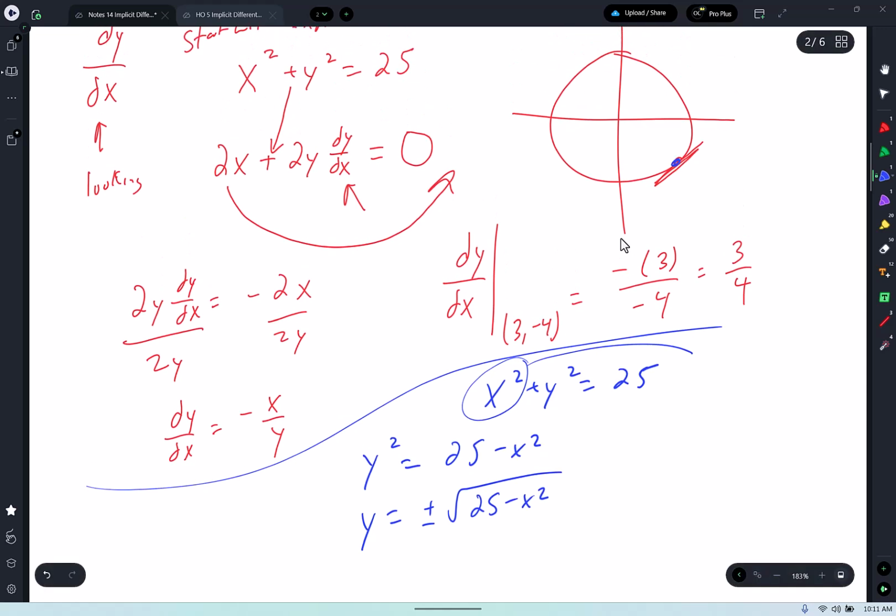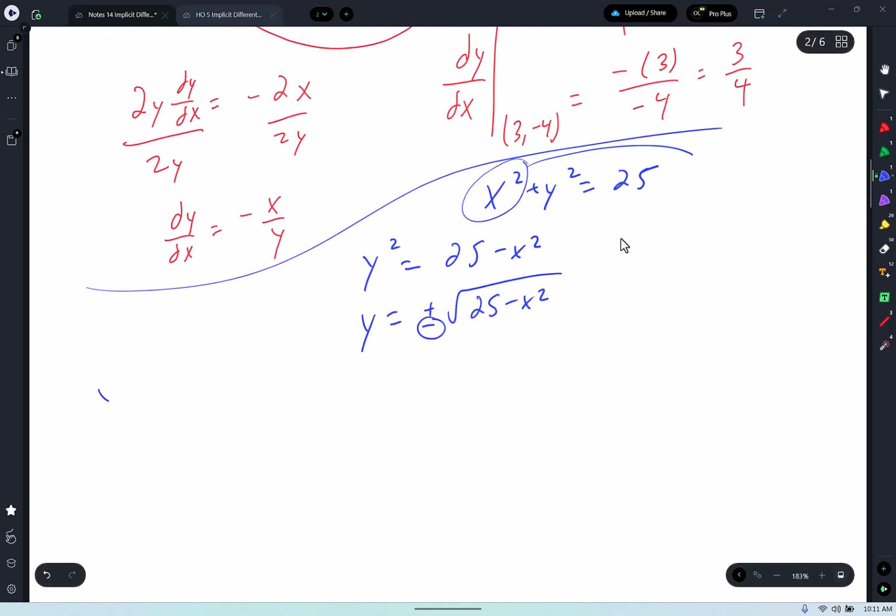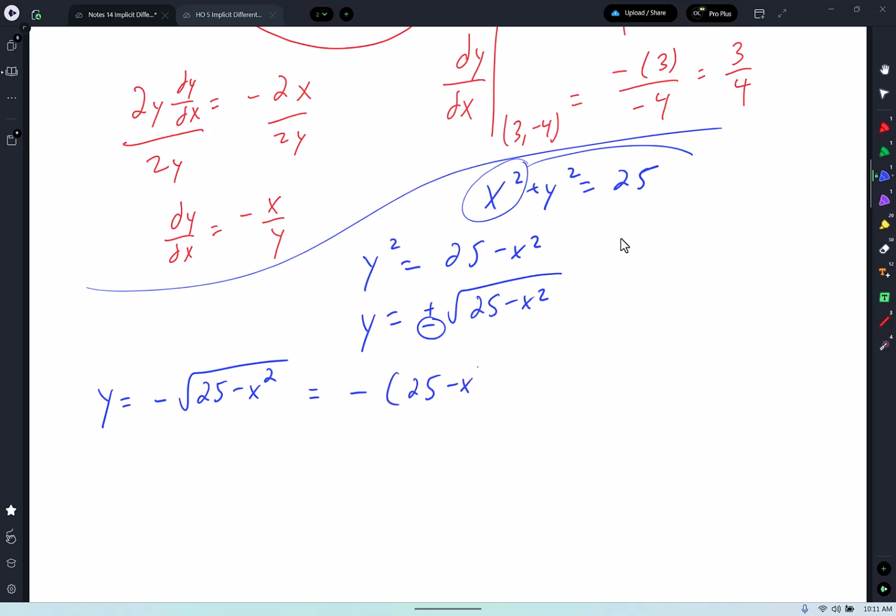I look at where I'm at. I'm at (3, negative 4), so I'm looking at the bottom half. So I'm looking at the negative one. So y equals negative square root of 25 minus x squared. I haven't done any calculus yet, guys. All I've been doing is algebra. Negative on the outside, parenthesis, 25 minus x squared, close it, to the 1/2. y prime, or dy/dx, equals negative on the outside, negative 1/2, parenthesis, leave the inside alone, to the power negative 1/2, times the derivative of the inside, negative 2x.